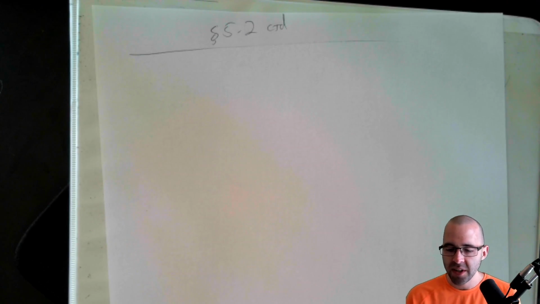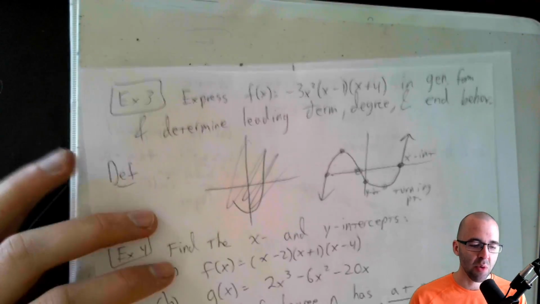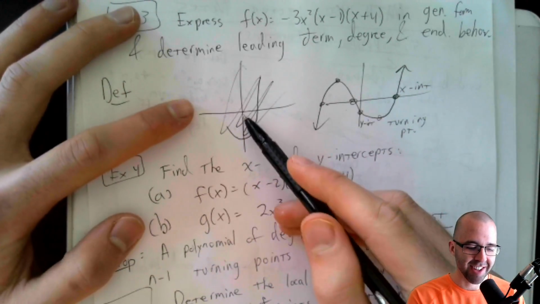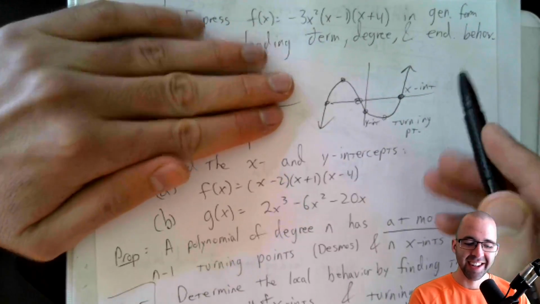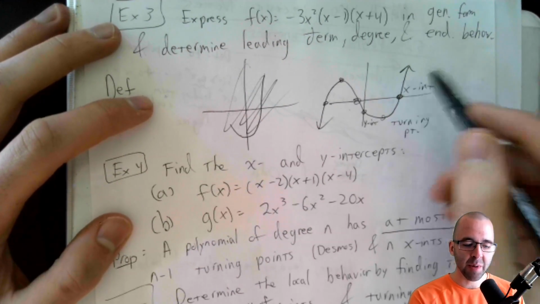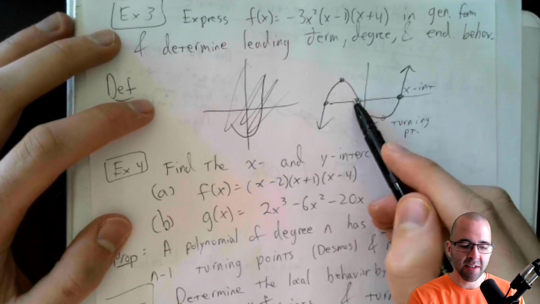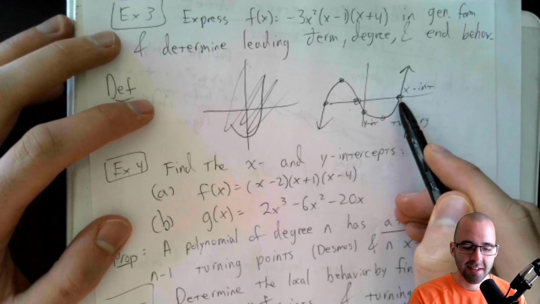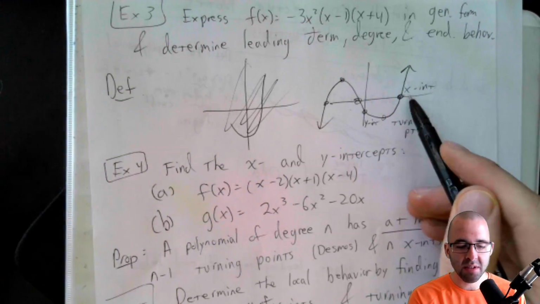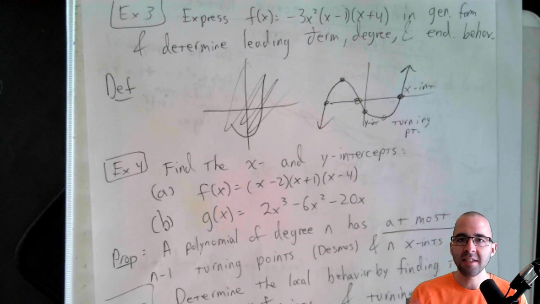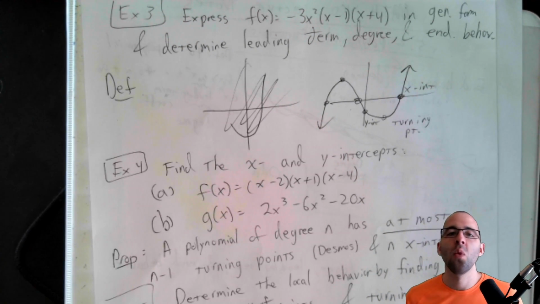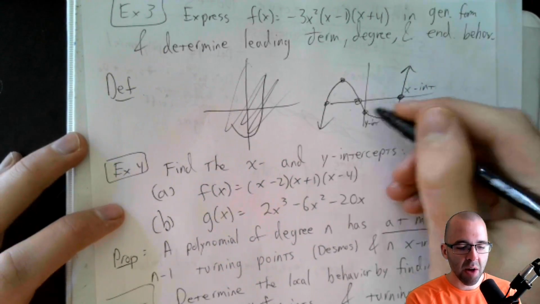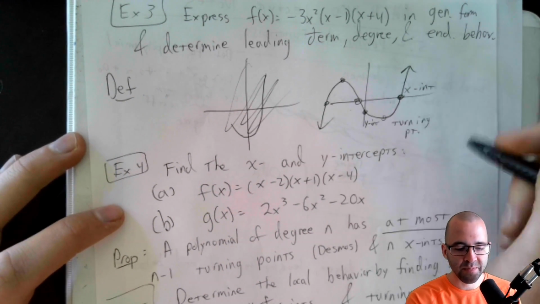So here's something that we talked about last time in 5.2. If we have some polynomial function, we can talk about X-intercepts. X-intercepts are just where it intercepts the x-axis, and we set the function equal to 0. X-intercept is when y is 0. Y-intercept is when x is 0. We also talked about Y-intercepts. We found those, no problem.